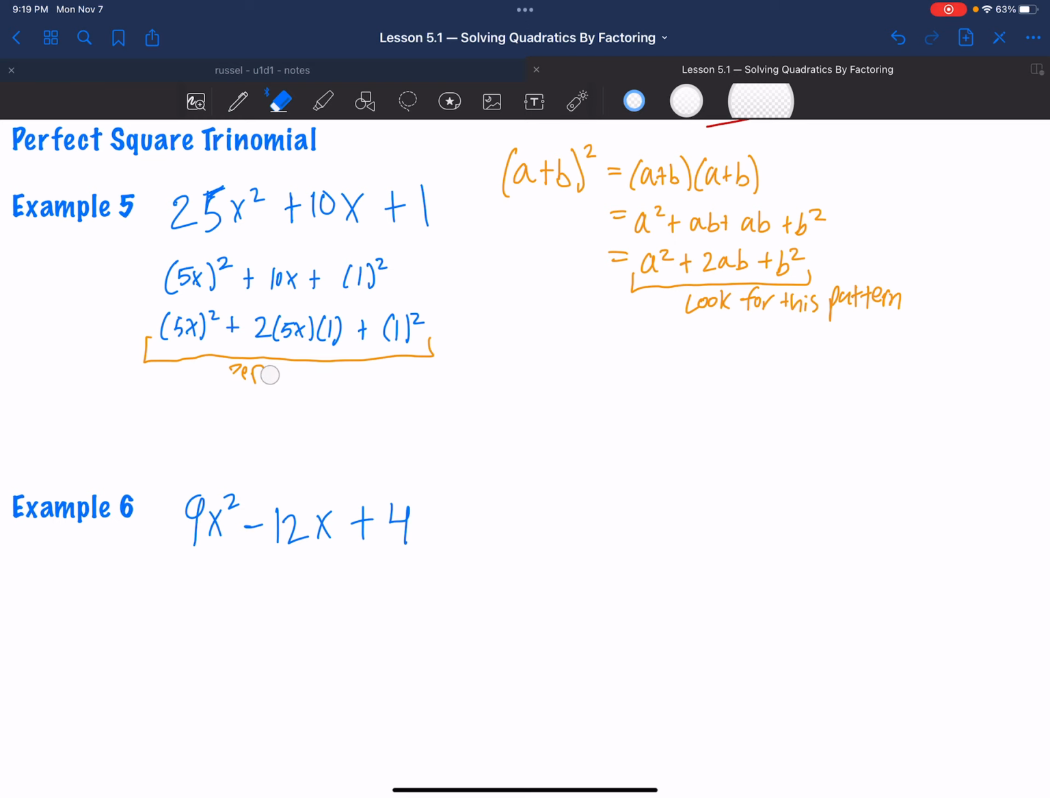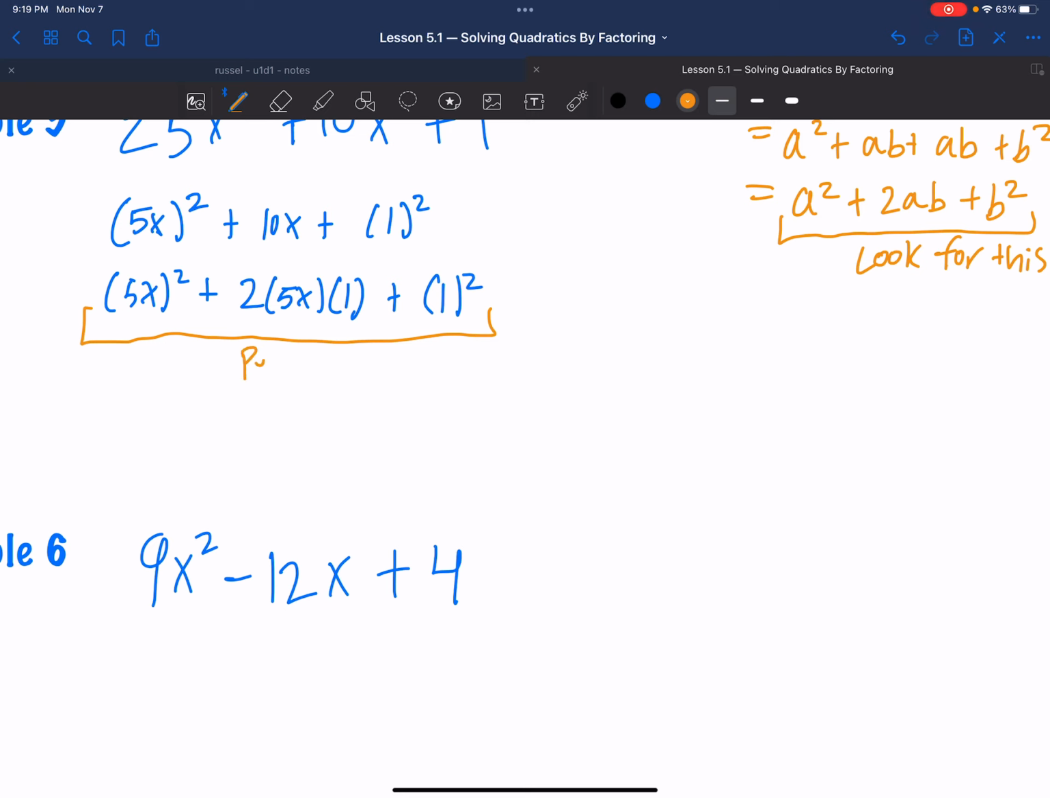I don't like how I wrote that. I'm going to rewrite it again. Perfect square. Oh, I hate that too. I'm sorry. I waste so much time in my videos. Just real-time editing. Perfect square trinomial. Okay, now it looks good.